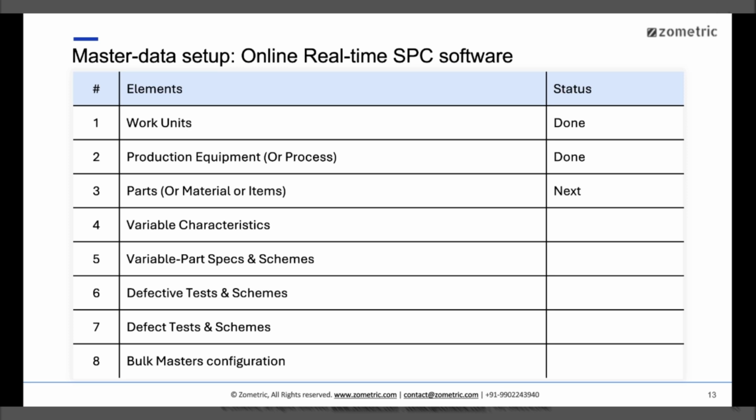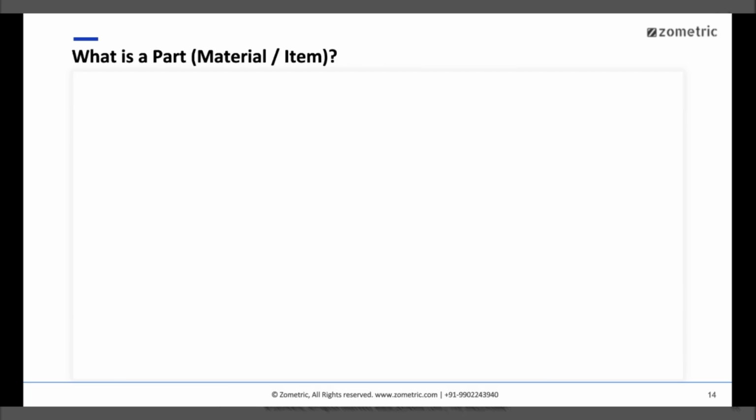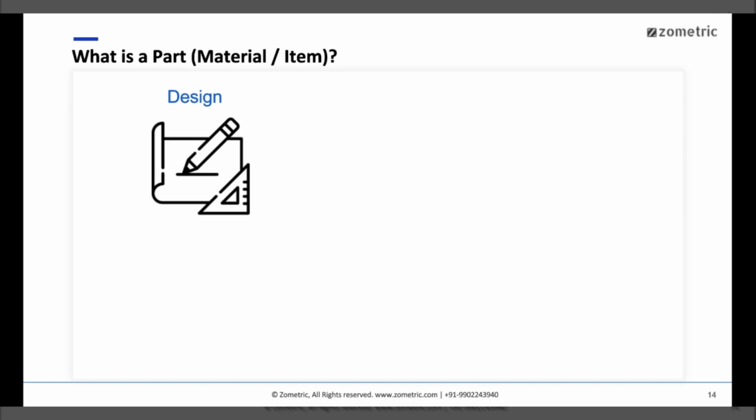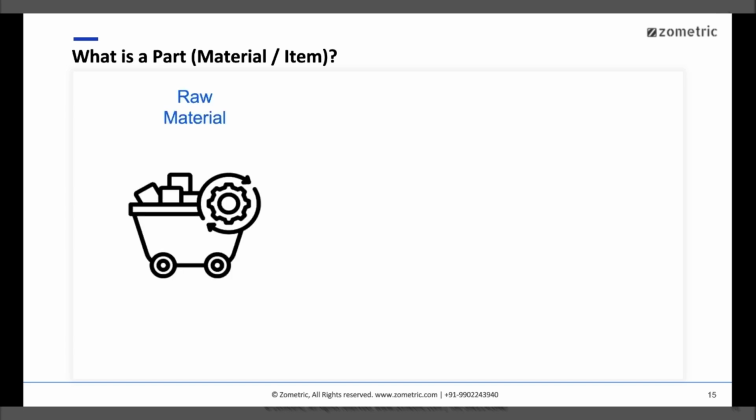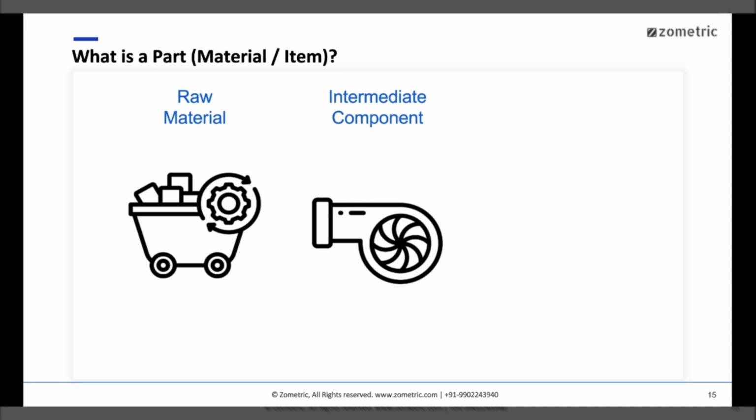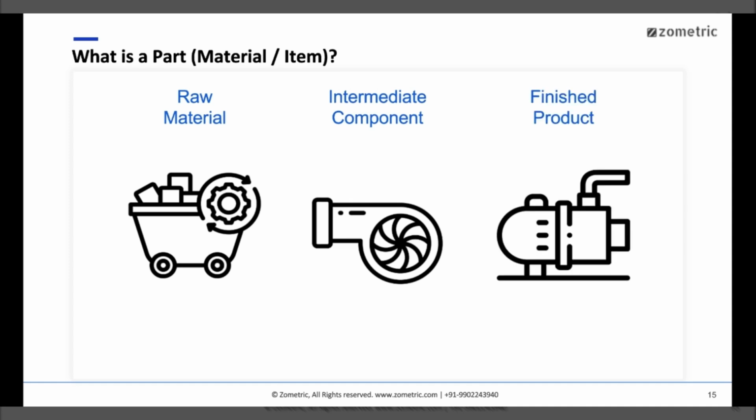Before we proceed, let's first understand what qualifies as a part in Zometric. A part represents a distinct design, formulation, or assembly with a fixed set of specifications and attributes that define its identity. It can be a raw material, an intermediate component, or a finished product, depending on its role in the manufacturing process. Now, let's set up a part in the software.